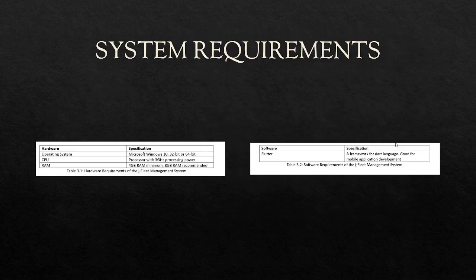And then the system requirements for the hardware, the operating system would need to be at least Microsoft Windows 10. The CPU will need at least 3 gigahertz of processing power, and the RAM should be 4 gigabytes minimum. But the recommended RAM would be 8 gigabytes. And then for the software requirements of the system, it will be by using Flutter.